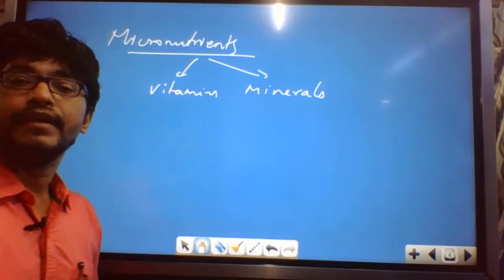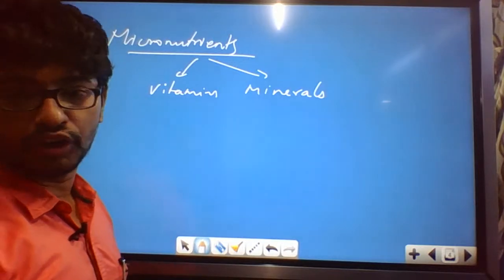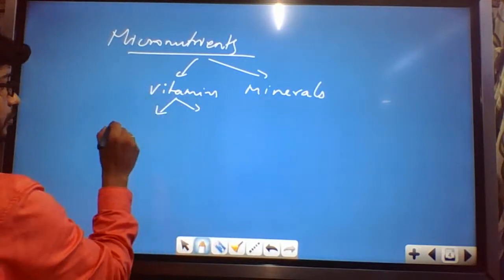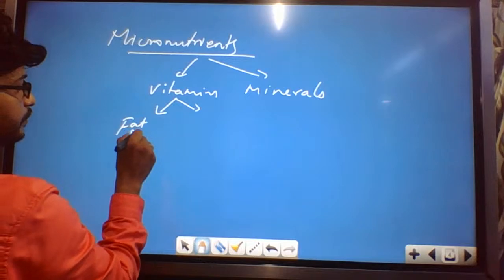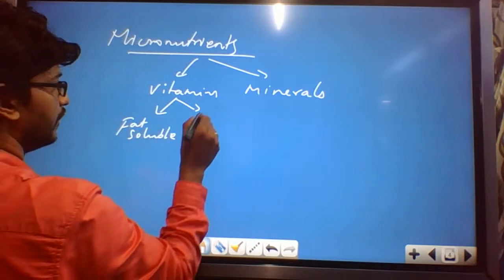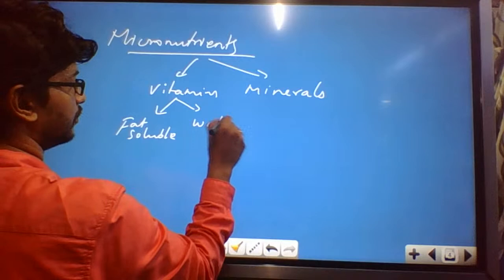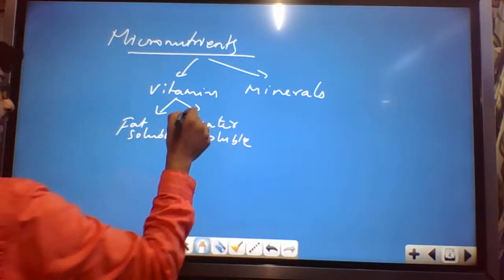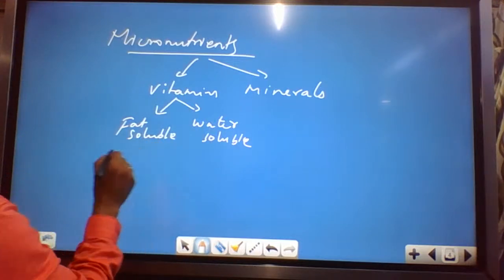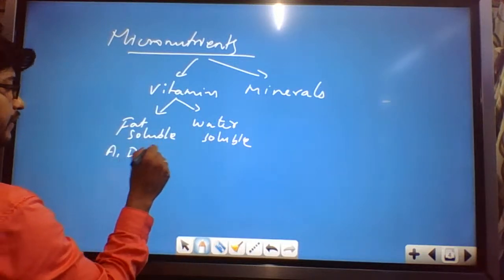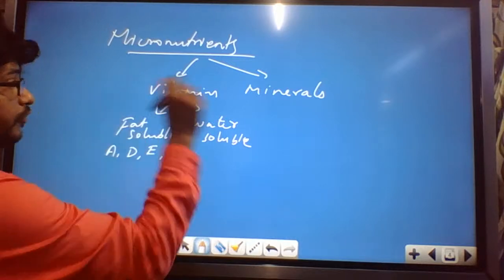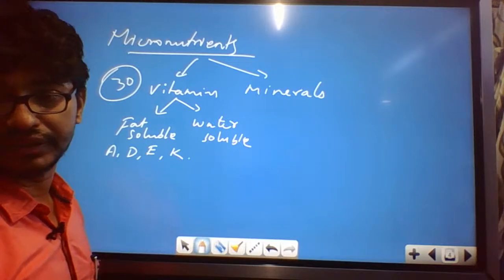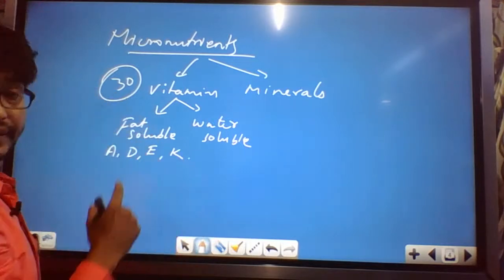What are they? Fat soluble vitamins and water soluble vitamins, right? These are two types of vitamins actually. You know pretty well the types of the fat soluble vitamins: A, D, E, K. So far there are 30 vitamins actually. Okay, there are 30 vitamins.